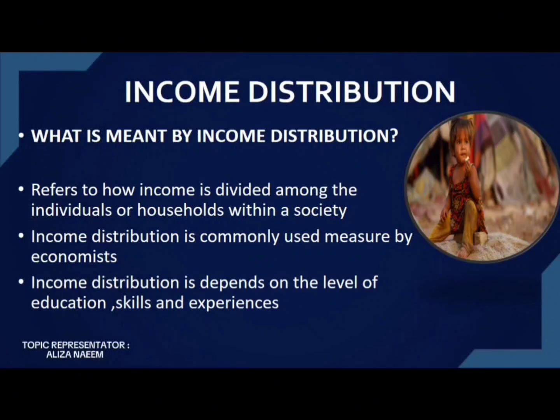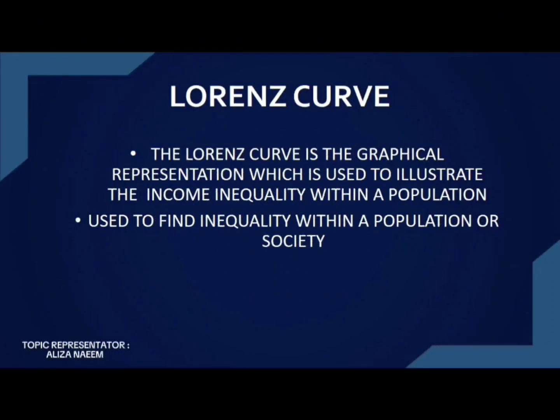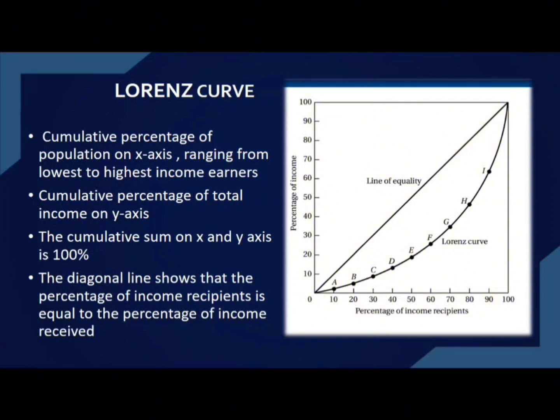Now we move towards the Lorenz curve. The Lorenz curve is a graphical representation used to illustrate income inequality within a population, or we can say it is used to analyze the distribution of personal income within a population. In this graph, let's imagine we line up all the people in the country from poorest to richest based on their income. Then we plot the cumulative percentage of total income on the y axis and the cumulative percentage of population on the x axis. If everyone had the same income, the Lorenz curve would be a straight line, which shows that income is evenly distributed.